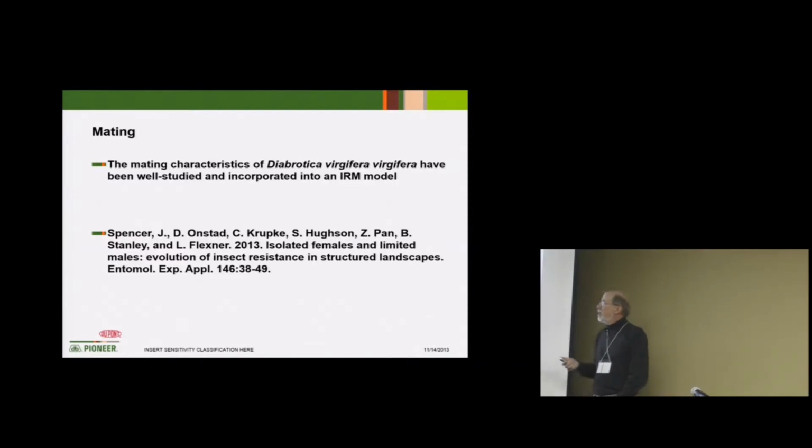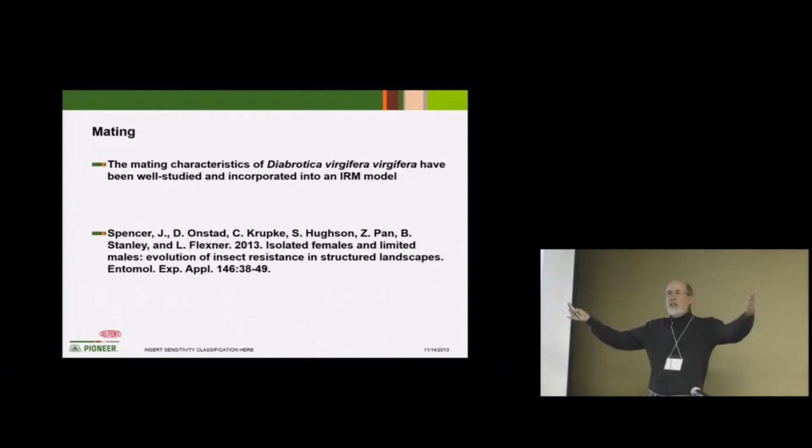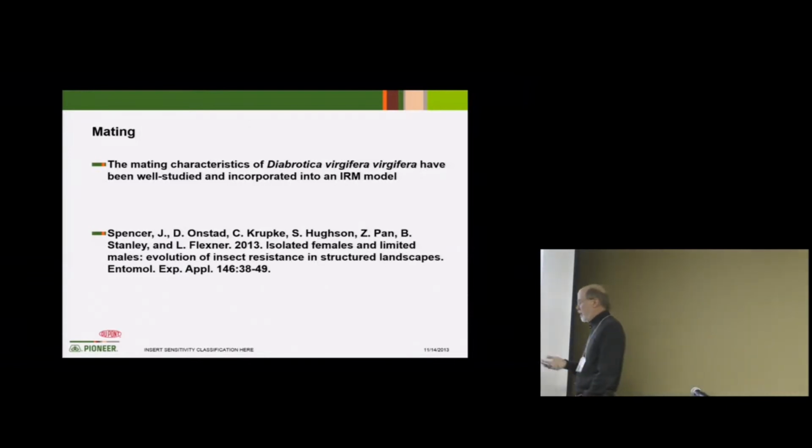We've incorporated mating into the western corn rootworm models that we have, and Joe Spencer and some of us got together and published a paper recently with a cute title, Isolated Females and Limited Males. So the females don't move before they mate, at least most of them don't. They may be sitting waiting for the male to arrive, but the males only move a limited distance. We don't assume random mating, and we don't assume unlimited movement of the males. So we have to account for all this in the mathematical model.